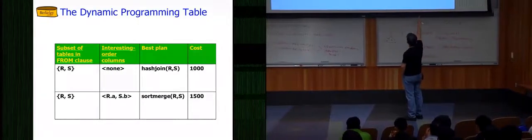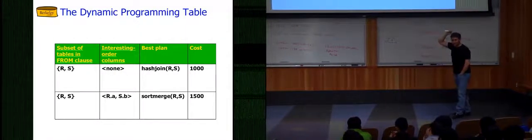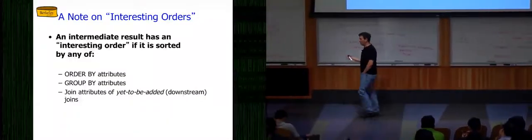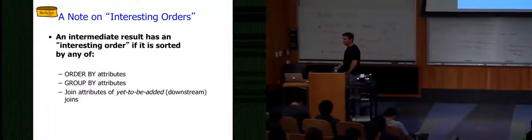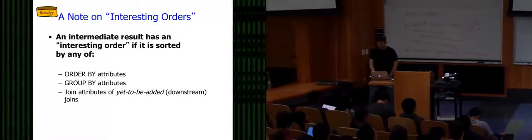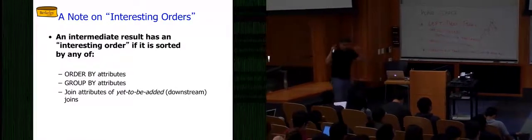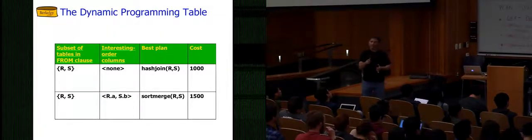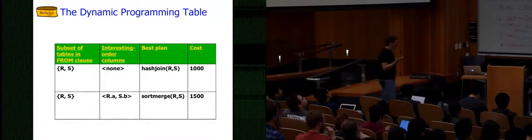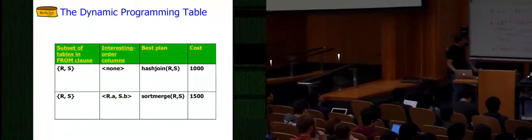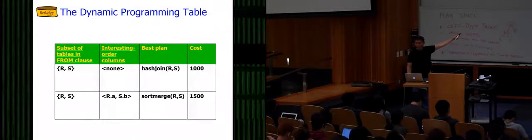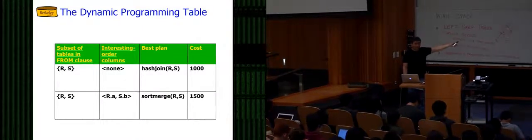Now, you might ask, what is an interesting order and what makes it interesting and why would I want it? An intermediate result has a, quote, interesting order if it is sorted by any of the order by attributes in the query. Suppose the query said at the top, order by r.a, comma s.b. Well, rather than using the first plan and sorting, it would be cheaper to use the second plan, okay? So if there's an order by clause in the query, as you go, you should keep track of things that will give you that ordered output. Otherwise, later on, you're going to have to pay for the cost of sorting.